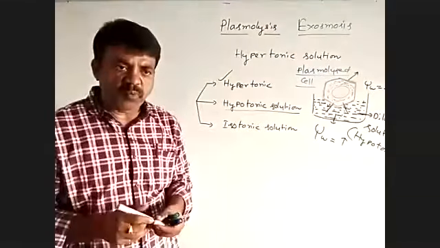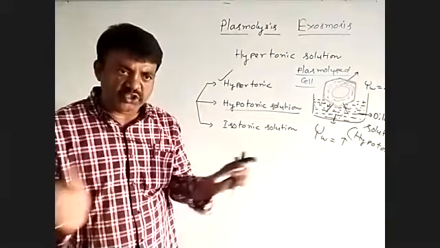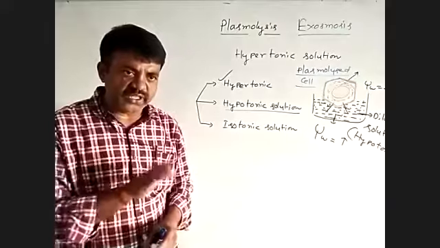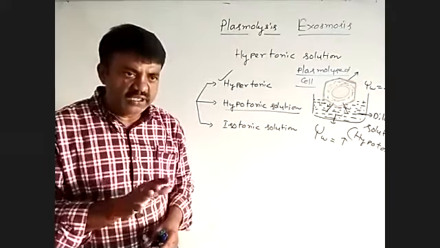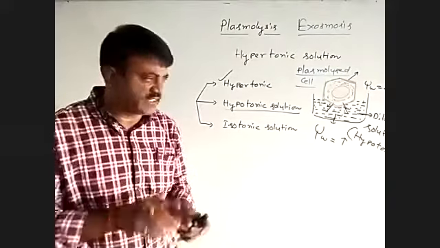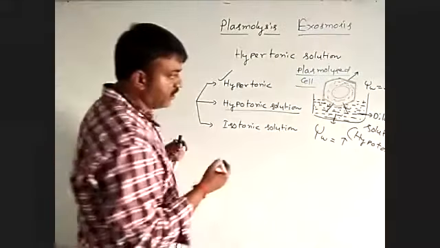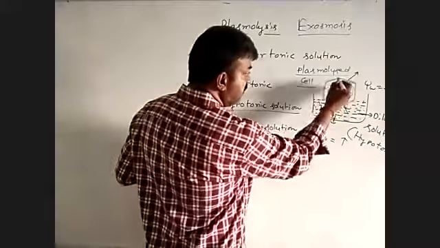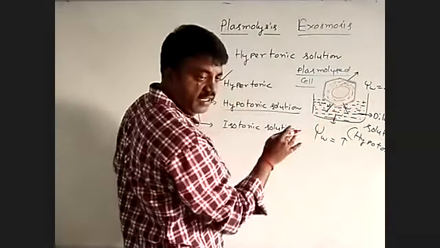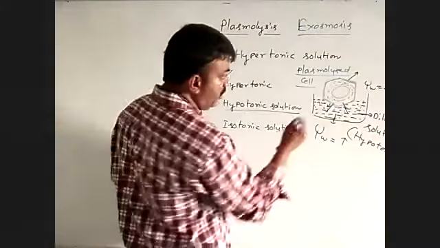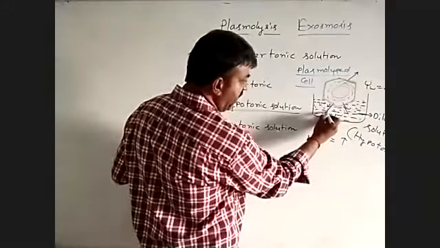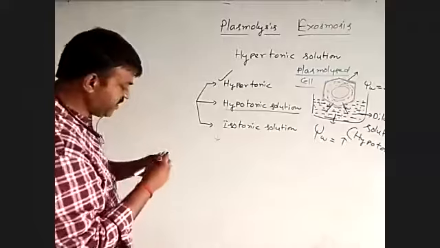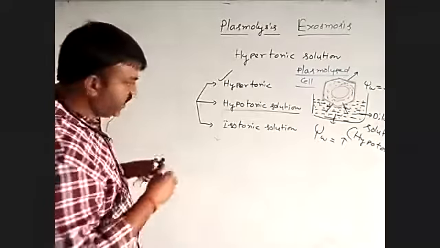So the entire protoplast comes back to normal position. Due to the entry of water into the cell through diffusion, that is osmosis. Now, gaining of water by the cell from the surrounding is called endosmosis. Endosmosis, okay, it is very clear.